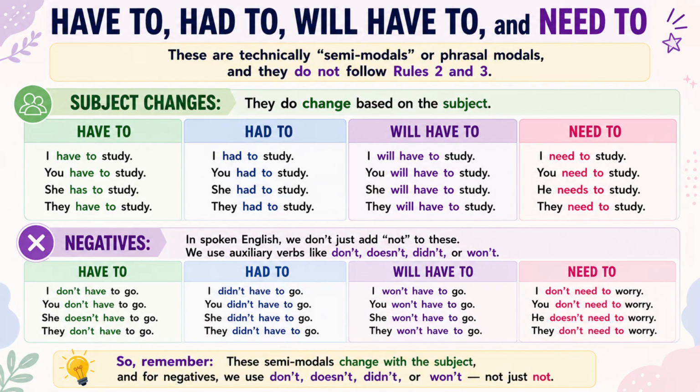They have to study. For had to, I had to study. You had to study. He had to study. They had to study. For will have to, I will have to study. You will have to study. He will have to study. They will have to study.